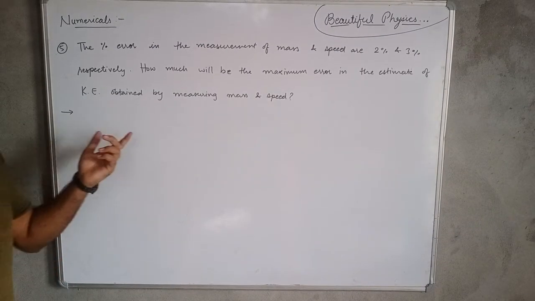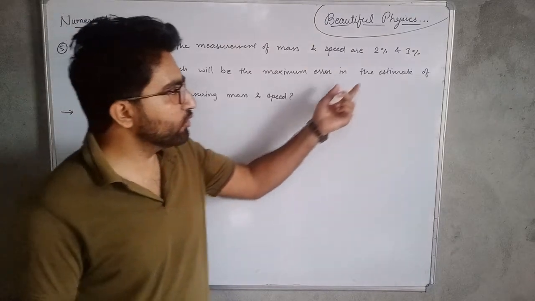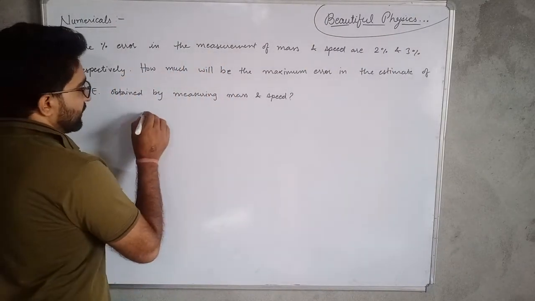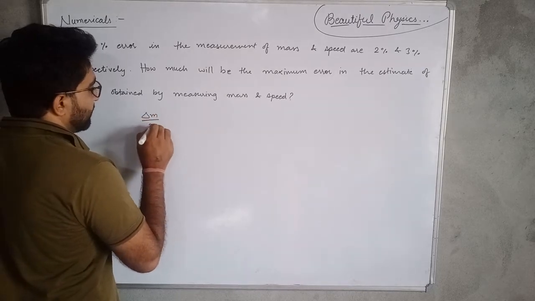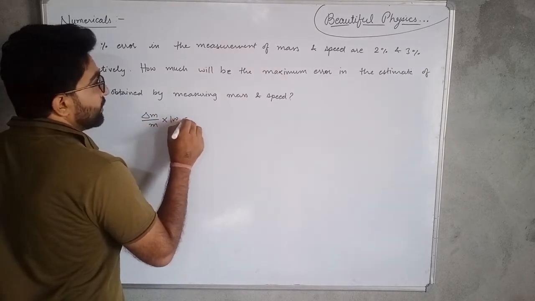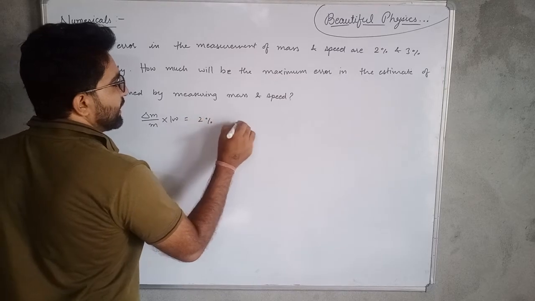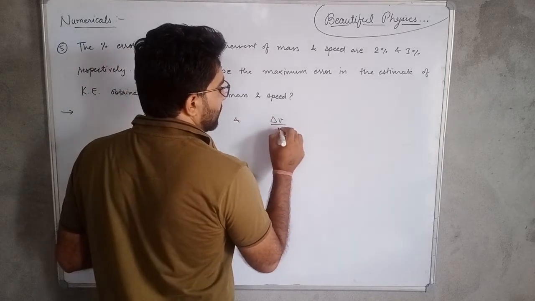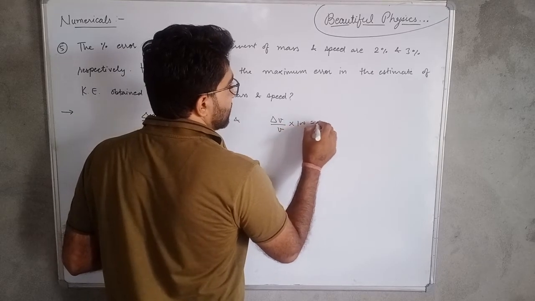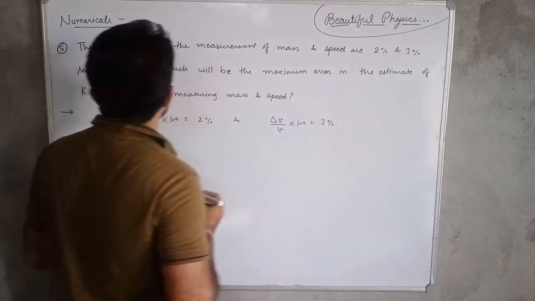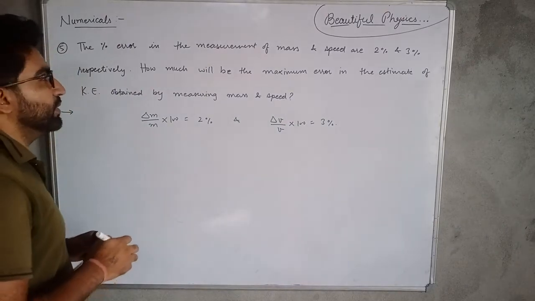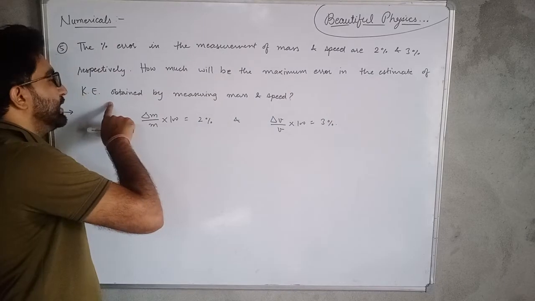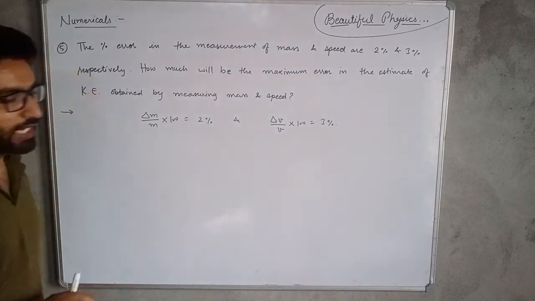The percentage errors in the measurement of mass and speed are 2% and 3%. Here in the question it is given that delta m by m into 100 is equal to 2% and delta v upon v into 100 is equal to 3%. How much will be the maximum error in the estimate of kinetic energy obtained by measuring mass and speed?